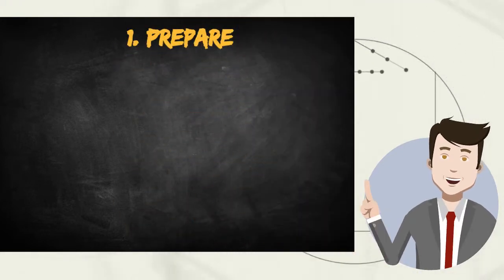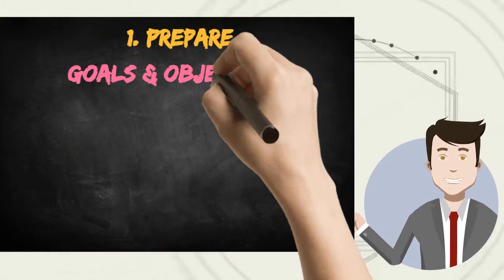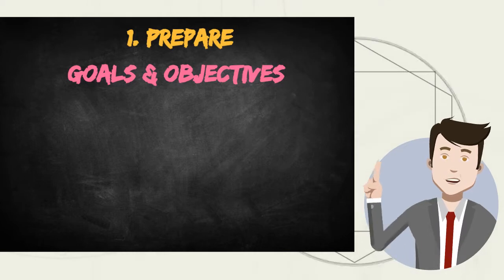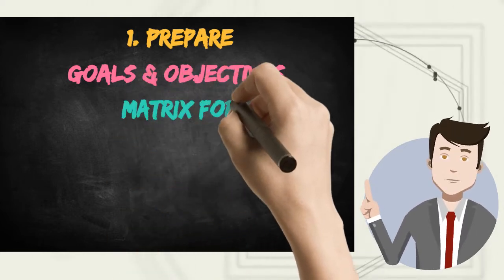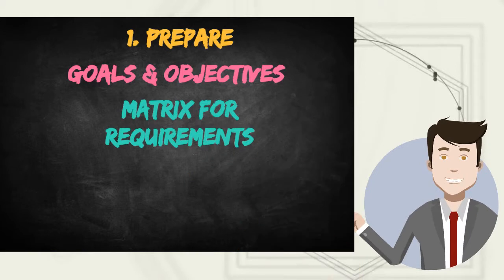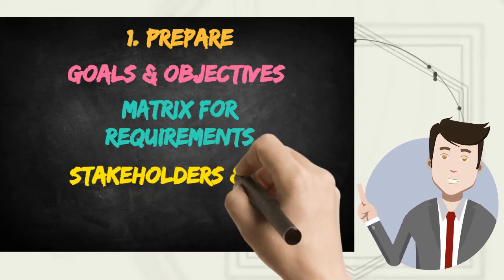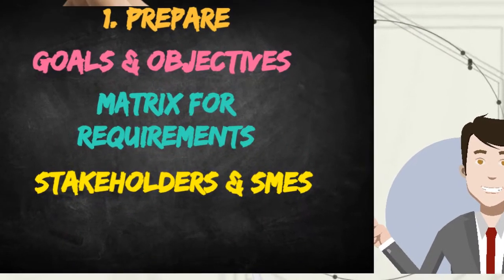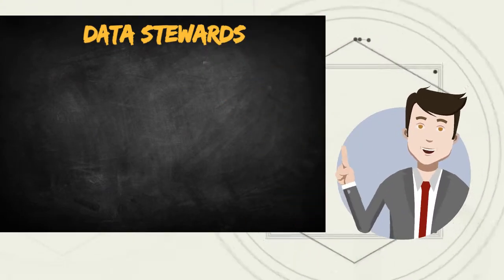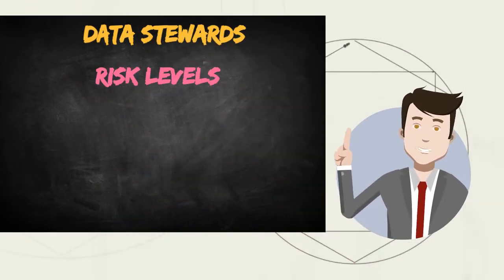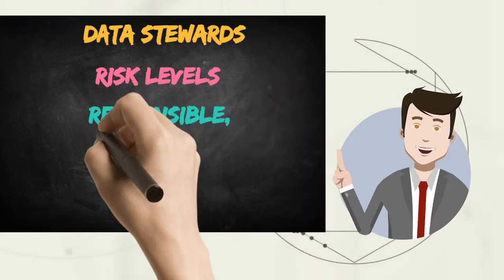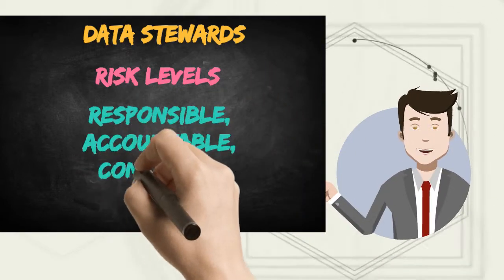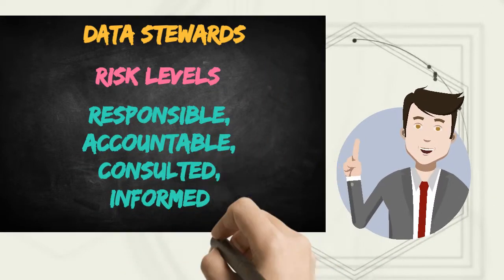The key objectives in the prepare step are: create and define business goals and objectives for cybersecurity and cyberprivacy, create and define a matrix for security and privacy requirements, create stakeholders or business SME groups, create data stewards or custodians, define risk level for information systems, define who is responsible, accountable, consulted, and informed in your organization for security and privacy.